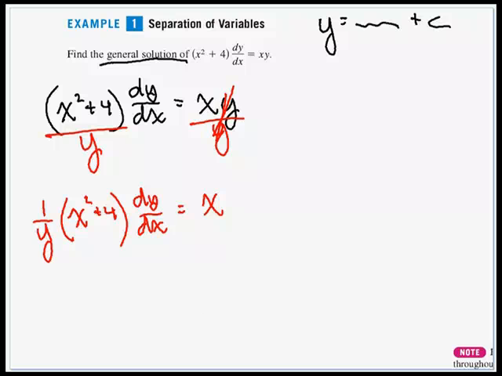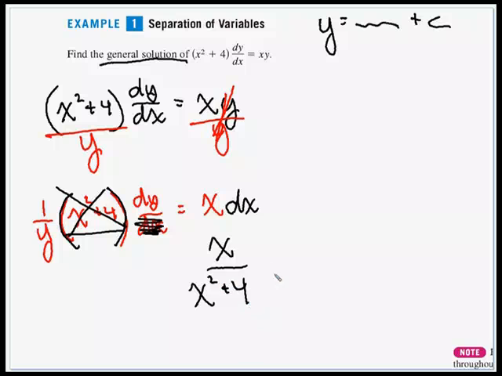Next step, multiply both sides by dx. This is now over here. And then here's our remaining term that has an x in it. So we're going to divide both sides by this and get x over x squared plus 4 dx equals, and now what we have left on the left side will be 1 over y dy.